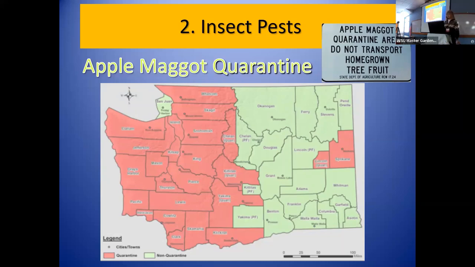So there's a quarantine area, and just so you're aware, this is really amazing. 80% of the apples in western Washington are infected with apple maggot. Wow. So this is a really important thing, that we don't transport apples into these apple-free areas and mess things up.